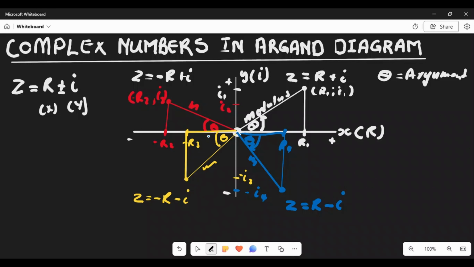We're going to continue and do more videos. In fact, in the next video I'm going to show the representation of different complex numbers in an Argand diagram.